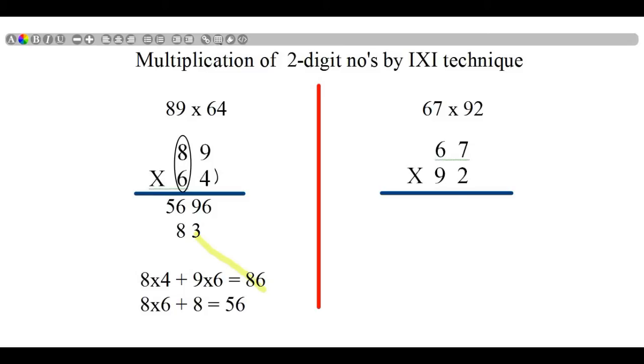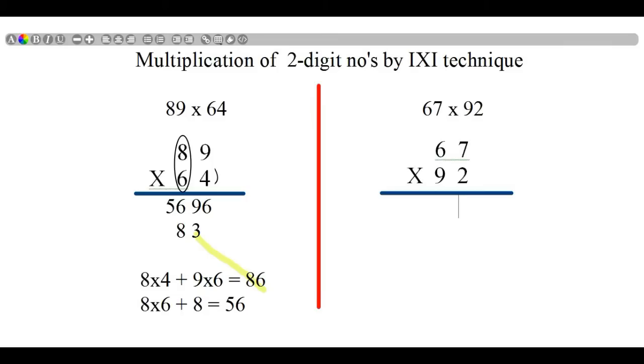Now one more example here is 67 into 92. So as you can see, again split and merge will be a little difficult in such cases. And any other special condition is not applicable. So let us see how we can get the answer for this question with this technique, the 3-step procedure that we have learned just now.